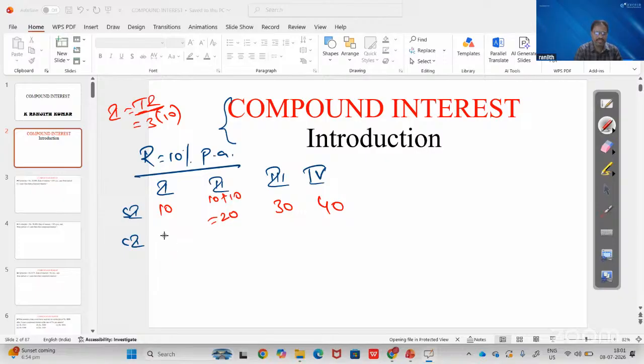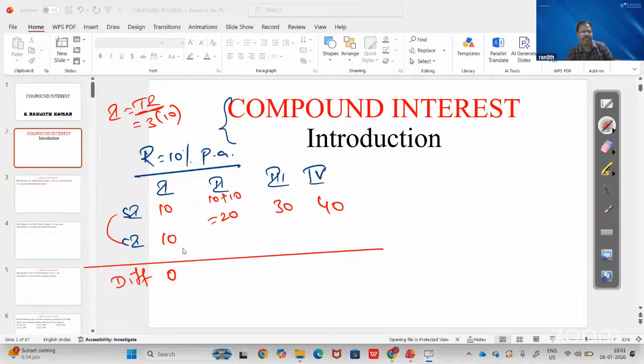In SI or CI, the rate of interest for the first year will be the same. So SI equals 10%, and the first year in CI is also the same, where the difference between SI and CI will be equal to 0. Difference between SI and CI for the first year will be 0. So second year onwards, it will change. How much is it changing? Compound interest is nothing but interest on interest.